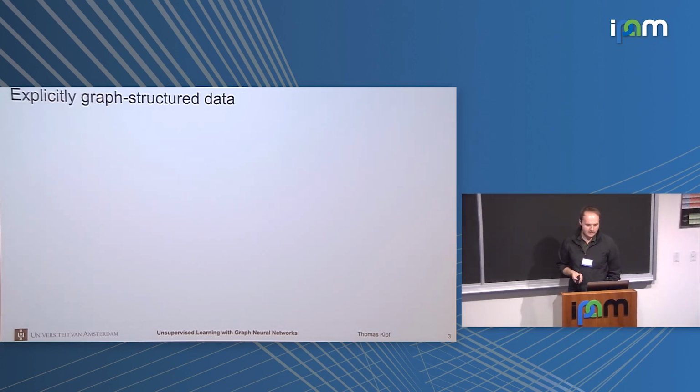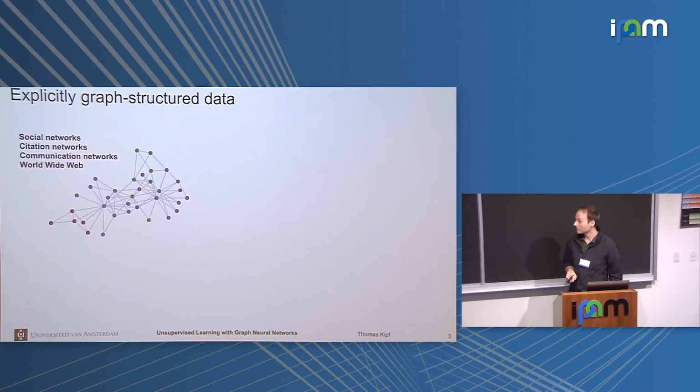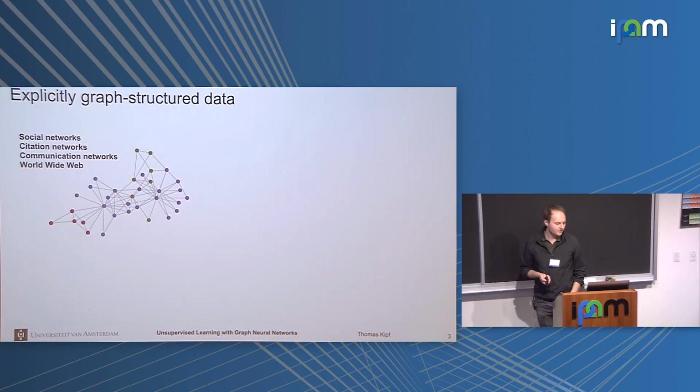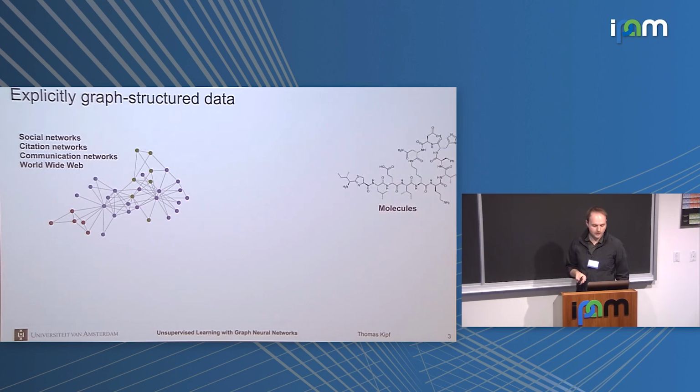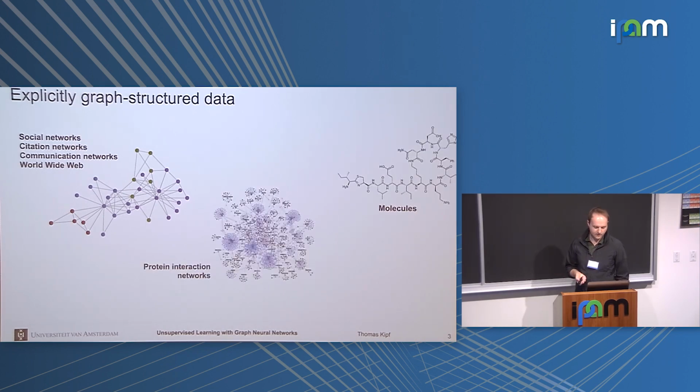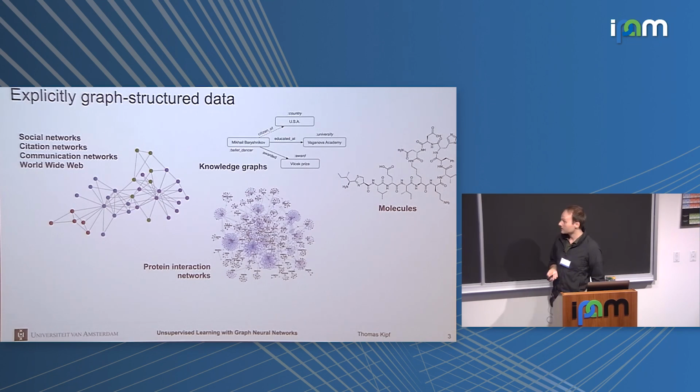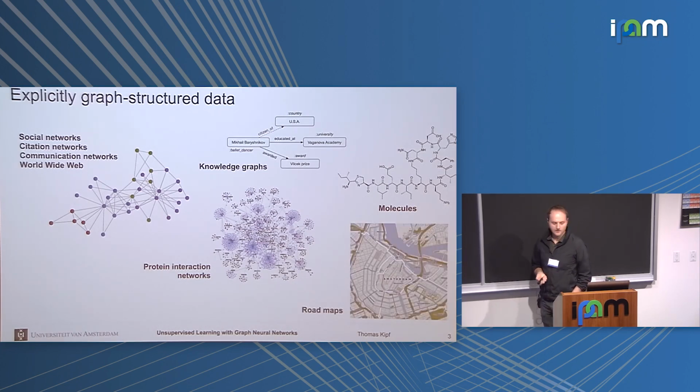Now, this doesn't end here. We also have a lot of explicitly graph structured data in the wild. If you look around you, there are social networks, citation networks, or the World Wide Web. In the sciences, you have molecules you can represent as graphs, and biological networks. Also relevant for industry is representing knowledge in a graph structured format, where you have attributed edge types, like how one person relates to another entity in a knowledge graph, for example, or something like roadmaps.